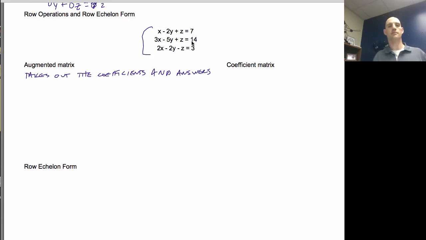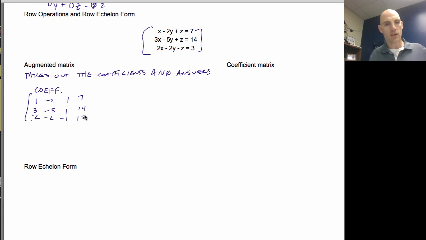So for this system, I can use a matrix by saying I'm just going to take the coefficients. So on this part, I'm going to use the coefficients. And I'm going to go like this: 1, -2, 1. 3, -5, 1. 2, -2, -1. And I'm also going to use the answers. So 7, 14, 13. Check that out. Okay? Should be 3, not 13.